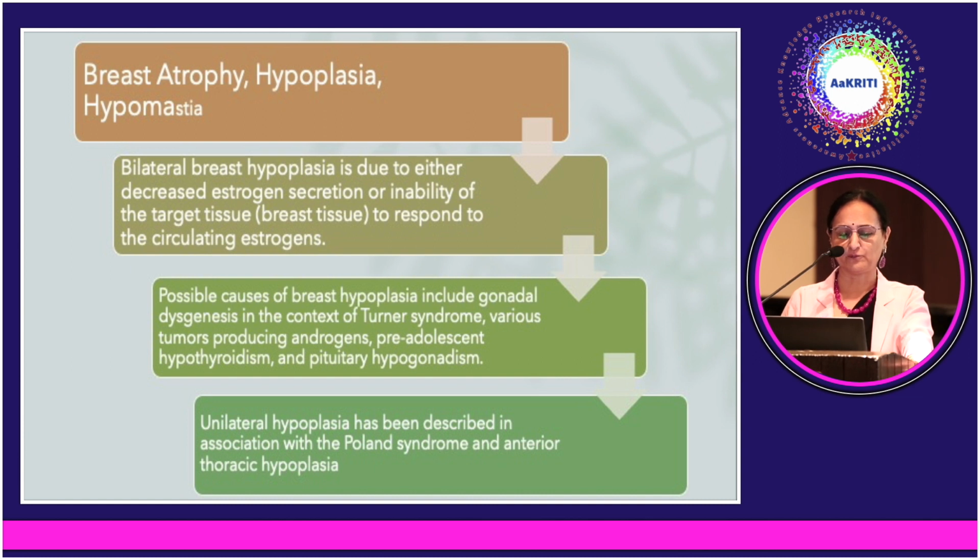Breast atrophy and hypoplasia. Bilateral breast hypoplasia is due to either decreased estrogen secretion or inability of target tissue to respond to the circulating estrogens. Possible causes of breast hypoplasia include gonadal dysgenesis in the context of Turner syndrome, various tumors producing androgens, pre-adolescent hypothyroidism, and pituitary hypogonadism. Unilateral hypoplasia has been described in association with Poland syndrome and anterior thoracic hypoplasia.